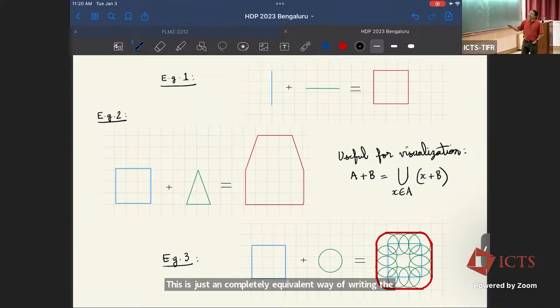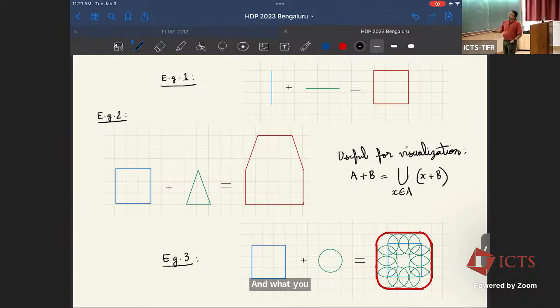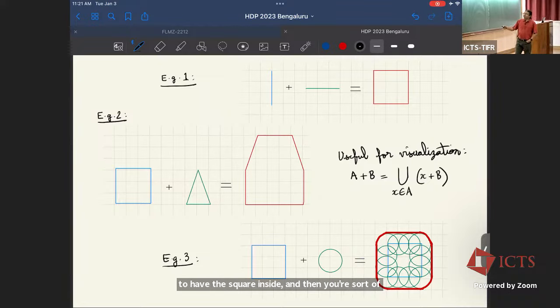But then you can see that, for example, when you're adding the square and the triangle, you can just imagine translating the triangle so that it starts off from any point of the square, and what you get is this. Similarly, if you take a square and a circle, you have the square inside and you're translating the circle all around. You take the union of all these translations and you get something like this larger square with curved edges. Make sense? Okay.